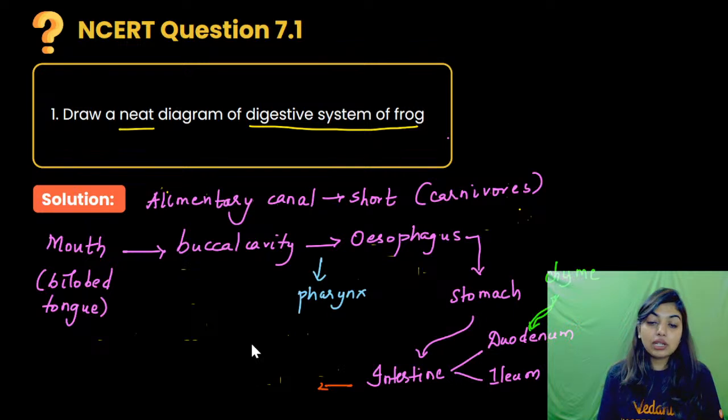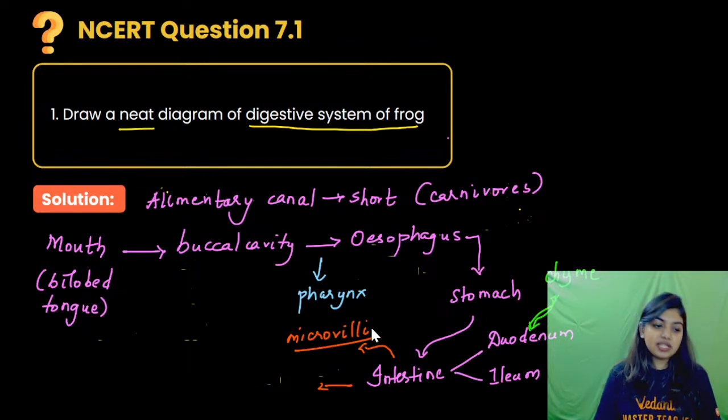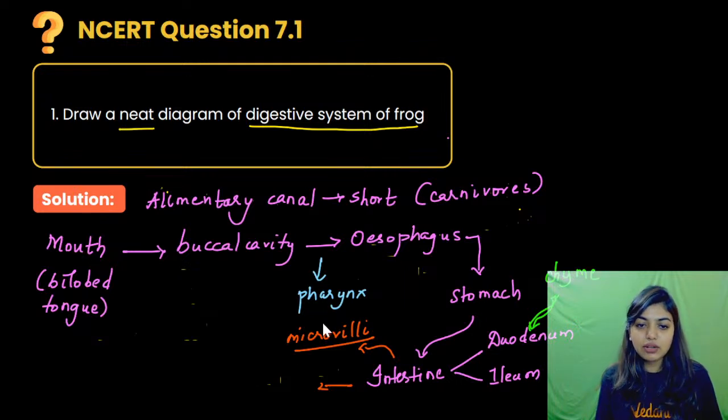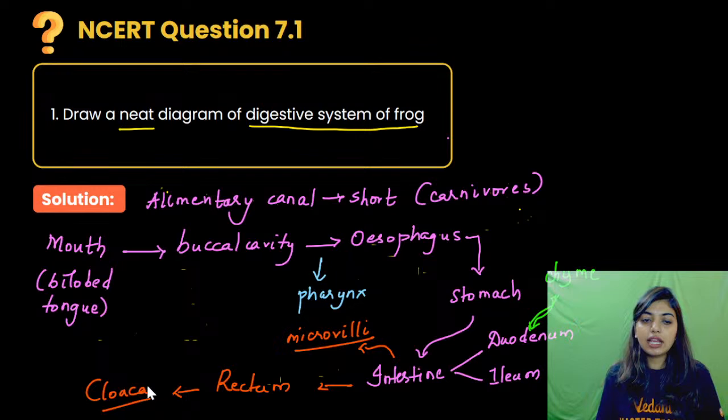Now, students, very important: the intestine. I forgot to tell you, the intestine has microvilli, just like us, to increase the surface area. Do not forget that. Now the undigested food will go into the rectum. From the rectum, it will be excreted out with the help of the cloaca.